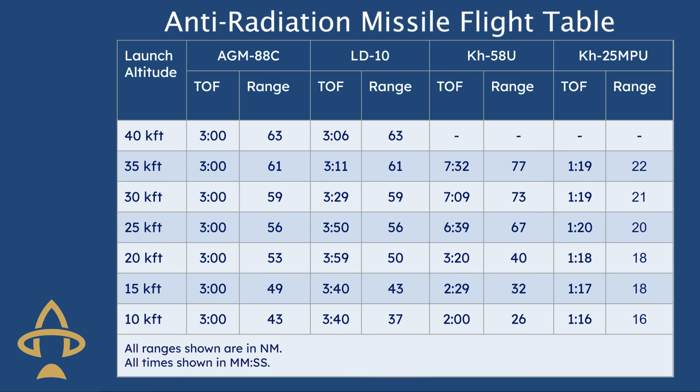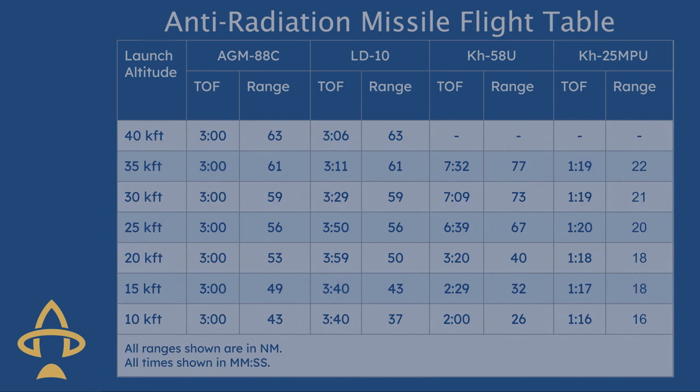In addition to the TALD flyout table, there's also an anti-radiation missile flight table. This represents the maximum range and time of flight for the various anti-radiation missiles in DCS based on a given launch altitude and a launch speed of about 0.8 Mach. So this would be used in conjunction with the TALD table to plan for mission strikes on air defense systems.